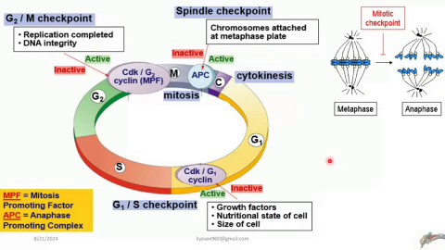Then in this slide, you can see more control zones, all the checkpoints that we've already mentioned. This is the G1/S checkpoint. This is the G2 checkpoint, to check the cell before mitosis. Then there is the M checkpoint, or the spindle checkpoint.